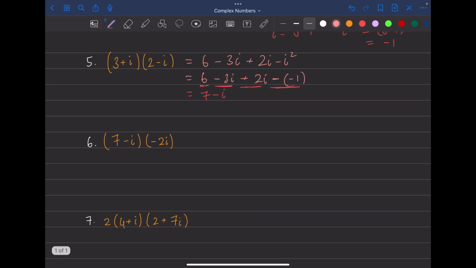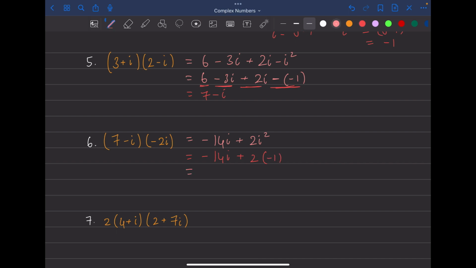Let's do the exact same thing with this question here. So first we can do 7 times -2i, which is just -14i, and then -i times -2i is positive 2i squared. This will be very simple once again, because i squared is equal to -1. So I'm going to rewrite this as -14i plus 2 times -1.